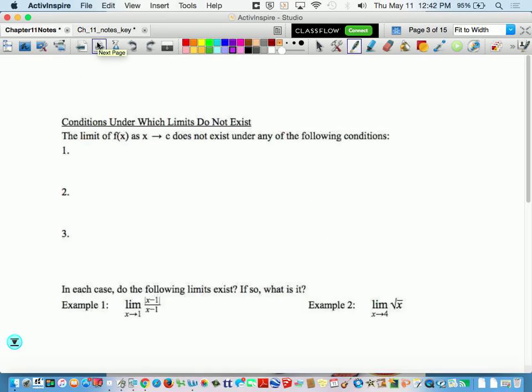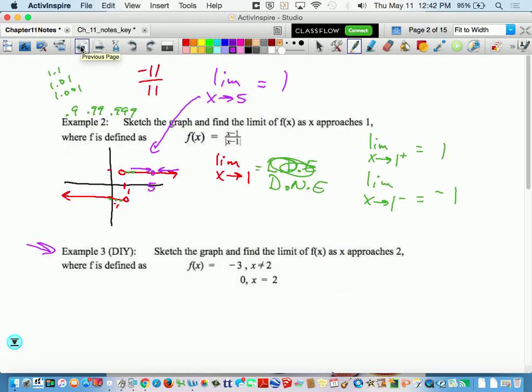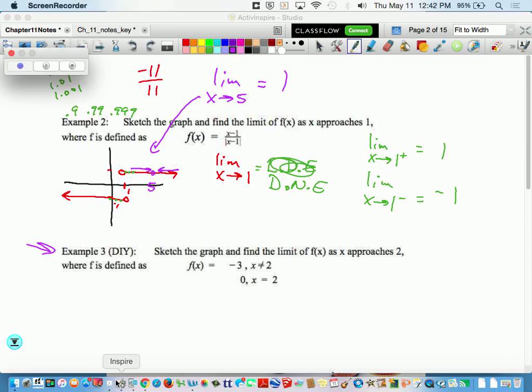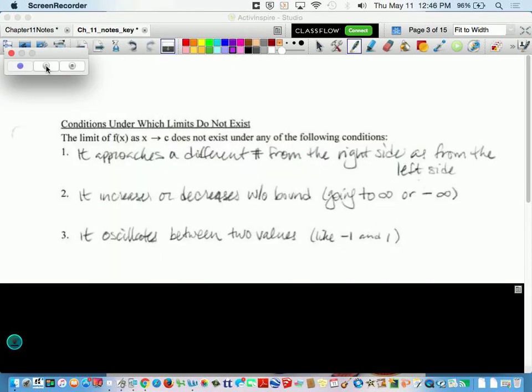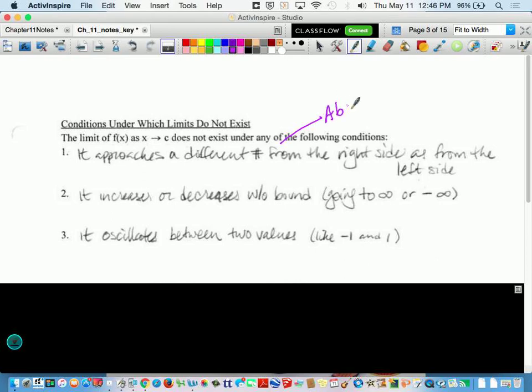Conditions under which limits do not exist. Alright, so you can copy these 3 things down. This is when limits do not exist. So this is like the absolute value problem we did. It increases or decreases without bound, going to infinity or negative infinity.